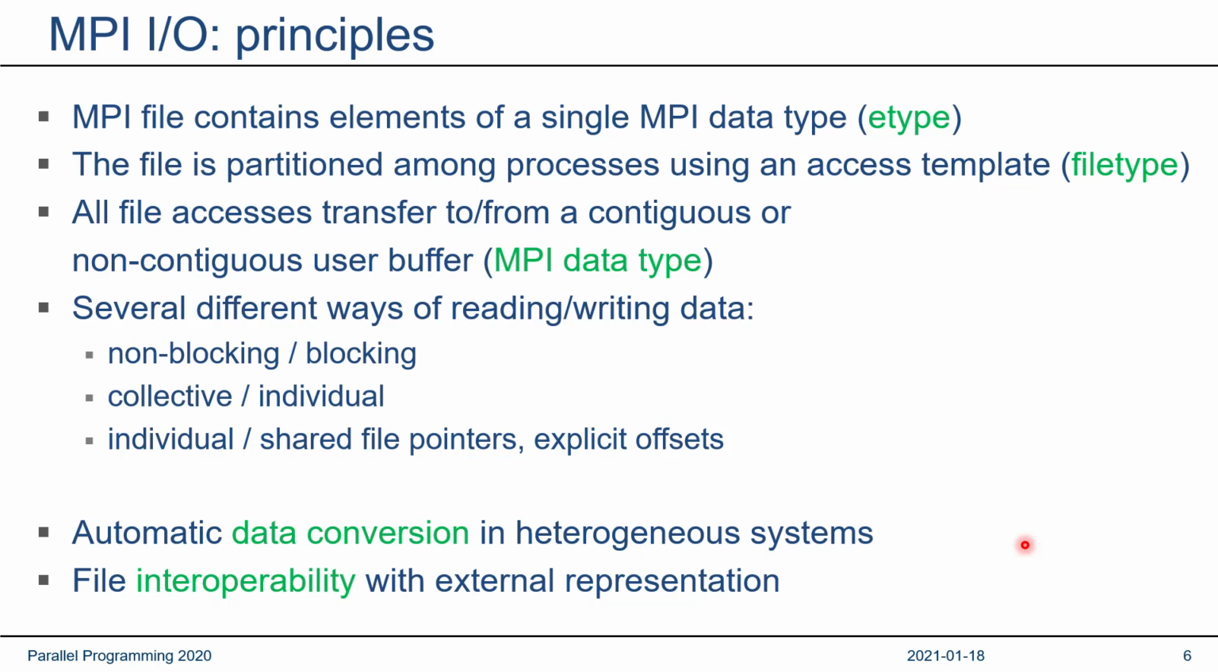There's automatic data conversion. This is a feature that was built into the MPI standard from the start. So it is possible in principle to run MPI programs with I/O on heterogeneous systems with different data representations on different parts of the system. And it is possible to read and write files that are interoperable with other programs that are not MPI based. So you can actually write a file that can later be read by some other program, for example, a standard POSIX I/O based program that doesn't know anything about MPI.